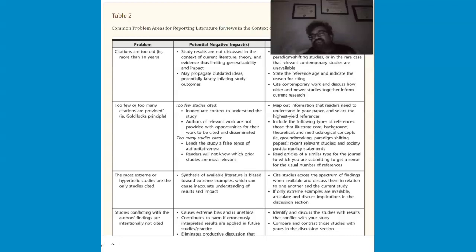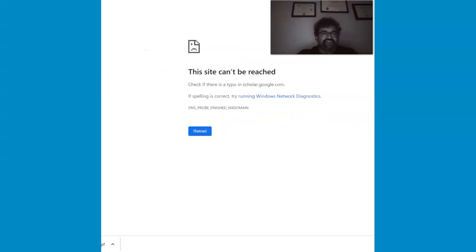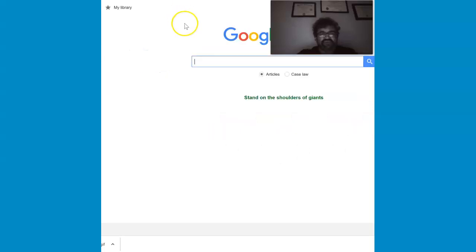What am I talking about? I can give you a more specific example. When you're, for instance, looking at a journal article, and in here, I'm going to give you the example of scholar.google.com.